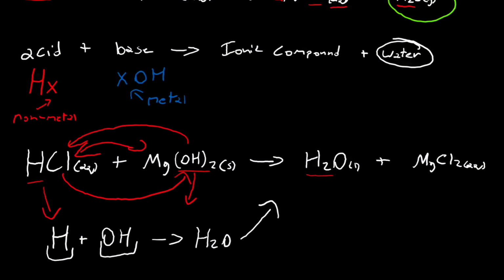Now to balance this, we have 3 total hydrogens on the left and 2 on the right. So the way we balance this is we put a 2 in front of the hydrochloric acid, as well as a 2 in front of the water on the right. That way there are 4 total hydrogens on the left, as well as 4 hydrogens on the right. Also, there are 2 chlorines on each side, 1 magnesium on each side, and 2 oxygens on each side, making this completely balanced.